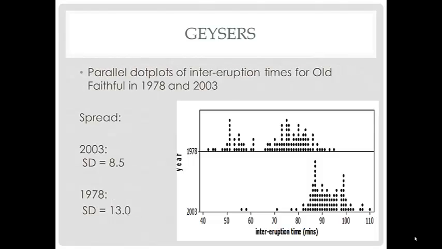Finally, we can talk about spread. The spread in 1978 is quite a bit larger. We have those two clusters there. So the standard deviation is 13 in 1978 compared to only 8.5 in 2003.